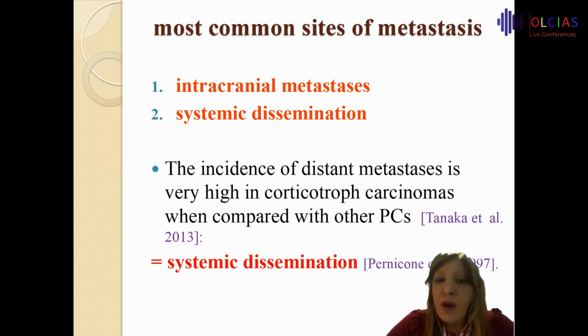So for the incidence of distant metastasis, we noticed that this incidence is very high in the case of corticotroph carcinoma when we compare it to the other kinds of pituitary carcinoma. And the mode of dissemination is the systemic dissemination.